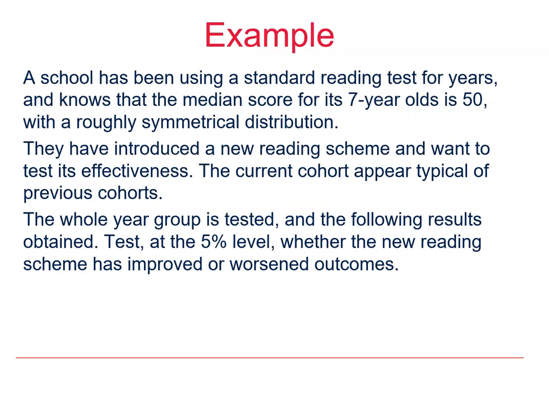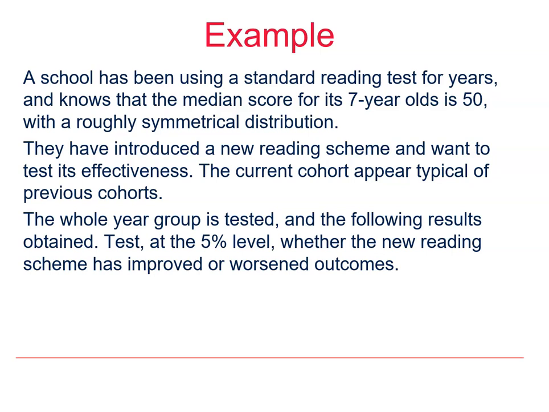OK, a school has been using a standard reading test for years and knows that the median score for its 7-year-olds is 50, with a roughly symmetrical distribution. They have introduced a new reading scheme and want to test its effectiveness. The current cohort appear typical of previous cohorts. The whole year group is tested and the following results obtained. Test at the 5% level whether the new reading scheme has improved or worsened outcomes.